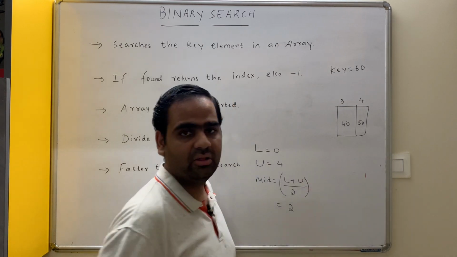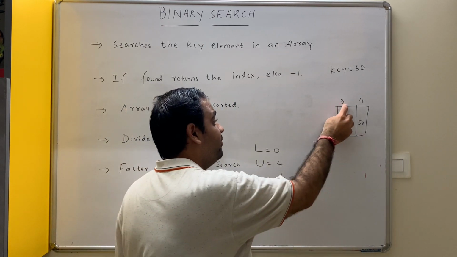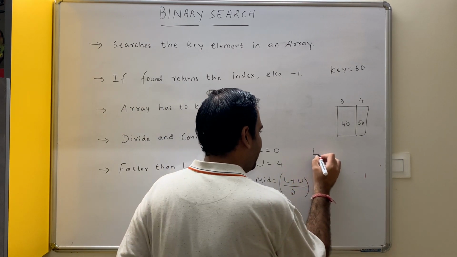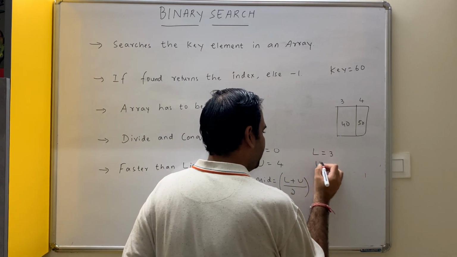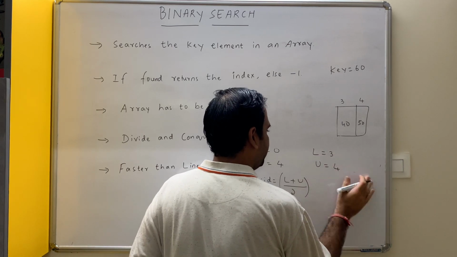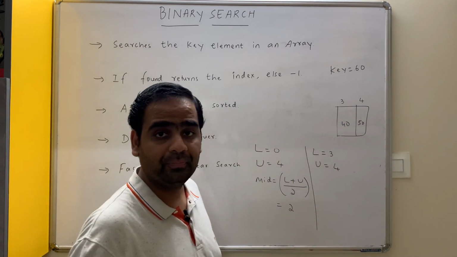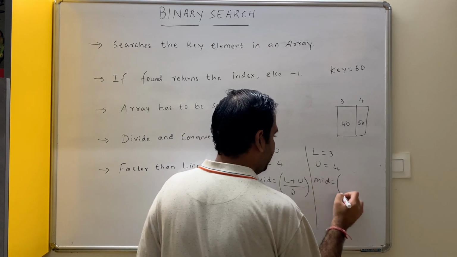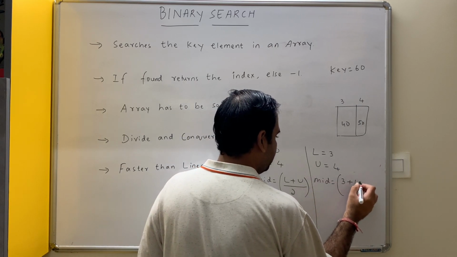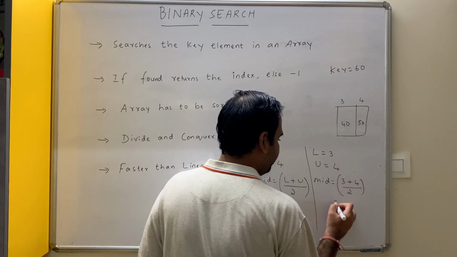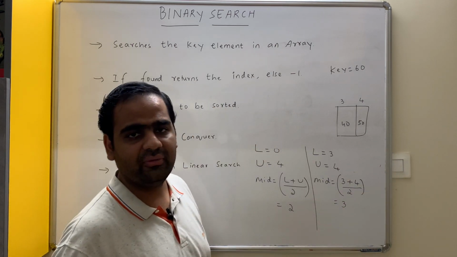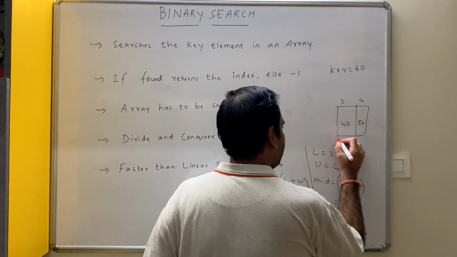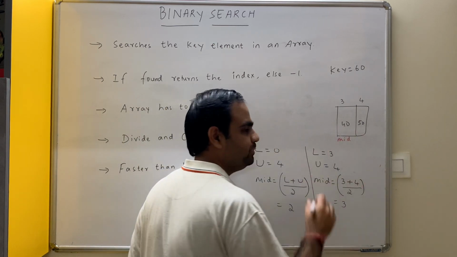Now tell me, what is the value of lower limit now? The value of lower limit is 3. The value of upper limit is 4. Again, we find the midpoint. What is the midpoint? 3 plus 4 divided by 2. Lower limit plus upper limit whole divided by 2, and 3 plus 4 is 7 by 2, integer by integer is integer, and you get 3 as the midpoint for this array.